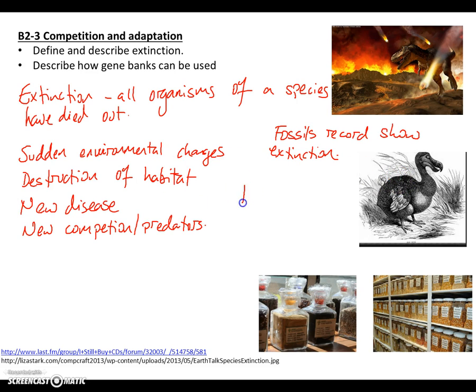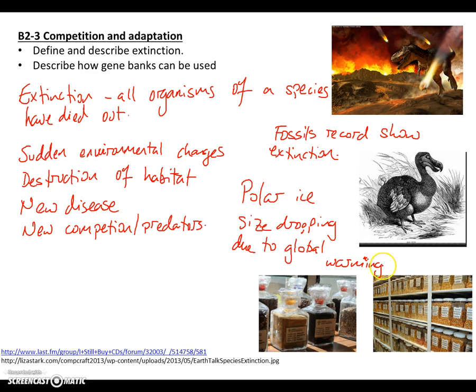Polar ice caps are another example. They're reducing, dropping due to climate change or global warming, and so the size of the habitat for creatures like the polar bear is reducing, so their numbers are dropping.